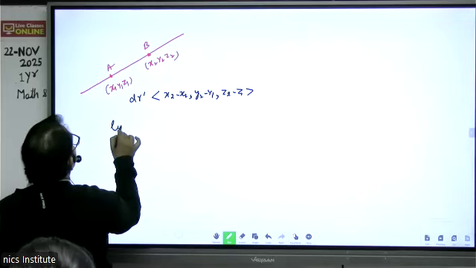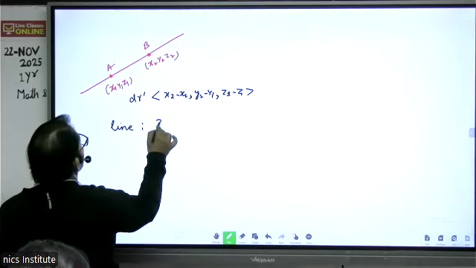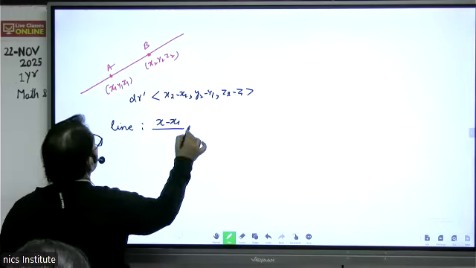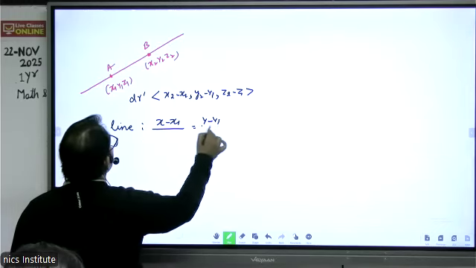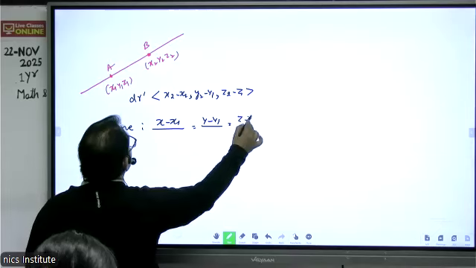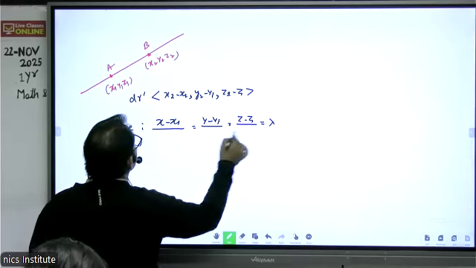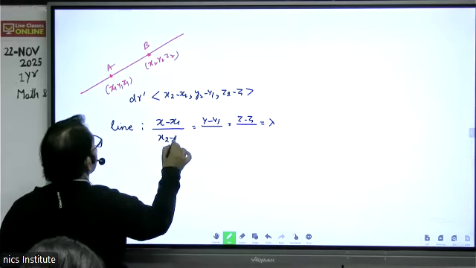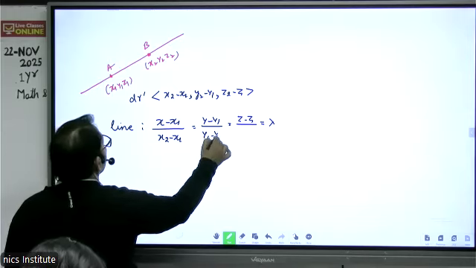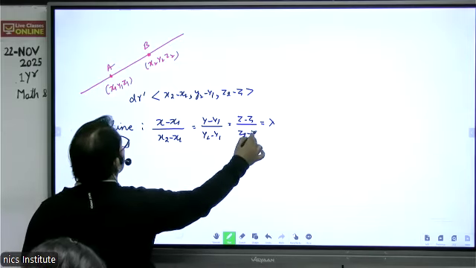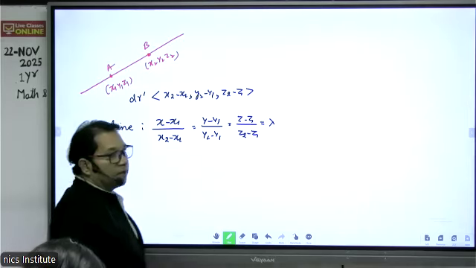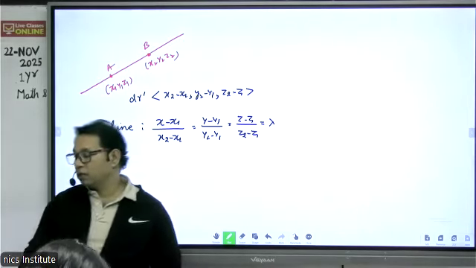And the equation of line will be (x minus x1) by DR, (y minus y1) by DR, and (z minus z1) by DR equal to lambda. So DRs are x2 minus x1, y2 minus y1, z2 minus z1. So this way you can find the equation of line if you've been given 2 points which are on the line.